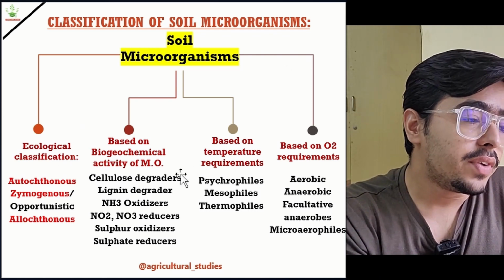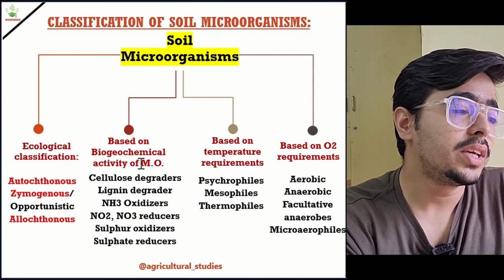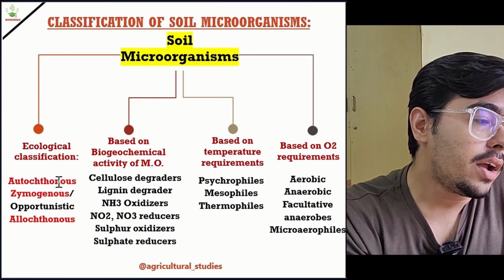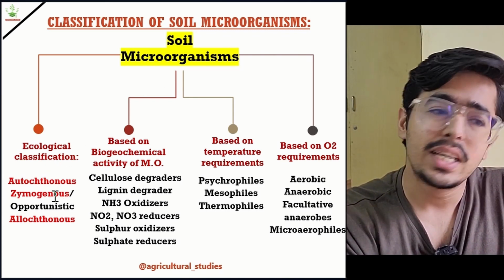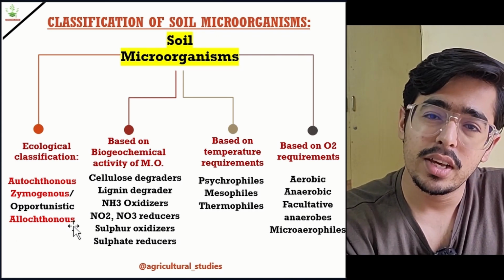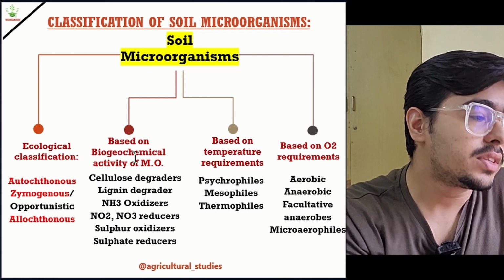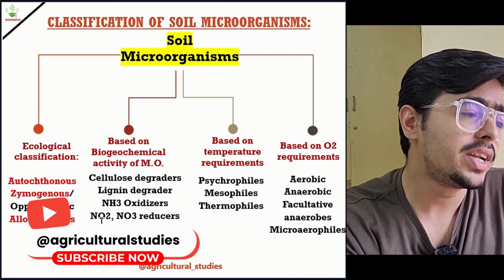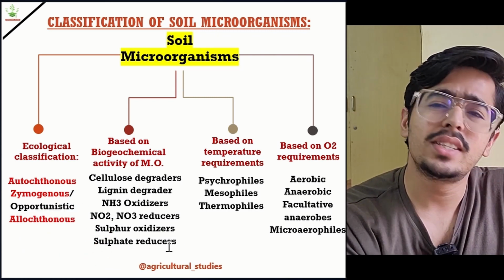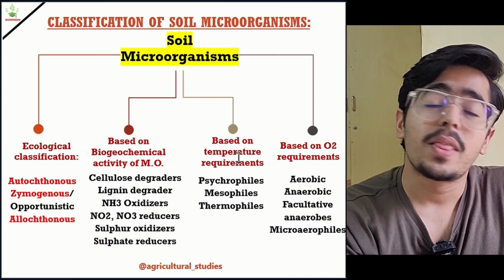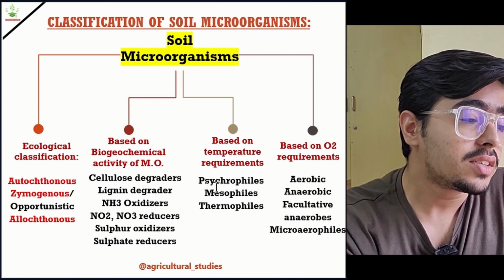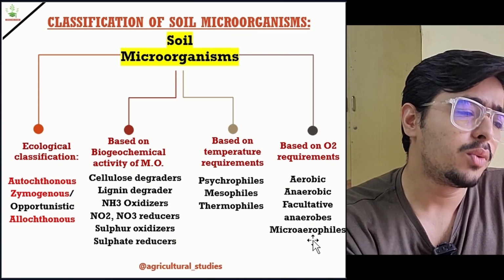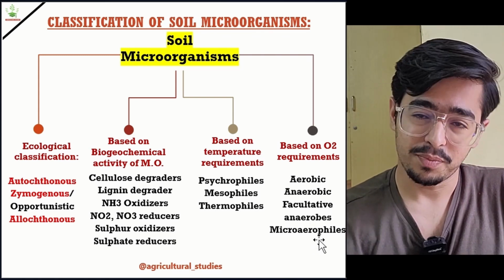There are various classifications which are based on ecology and biochemical activities. The first one is classification based on ecology. Microorganisms are classified as autochthonous, zymogenous, opportunistic, and allochthonous. These terms are important, we should know about them. Based on biochemical activities, there are cellulose degraders, lignin degraders, ammonia oxidizers, nitrate and nitrite reducers, sulfur oxidizers, and sulfate reducers. Then there are temperature requirements: psychrophiles, mesophiles, and thermophiles. And you may know these terms also: aerobic, anaerobic, facultative aerobes, and microaerophiles. We will be discussing this from now.